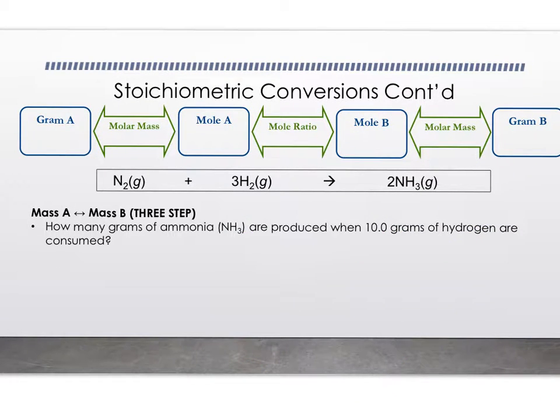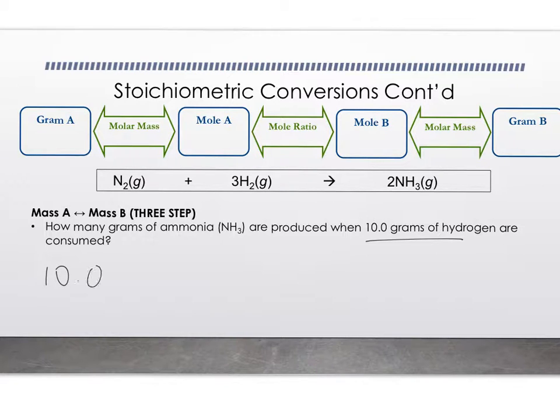So our last type of conversion is a mass of A to mass of B. So this is a mass to mass conversion, which is a 3-step. So we need 3 different brackets here. The first thing that we need to do is identify our given. So in this question, how many grams of ammonia are produced when 10 grams of hydrogen are consumed?